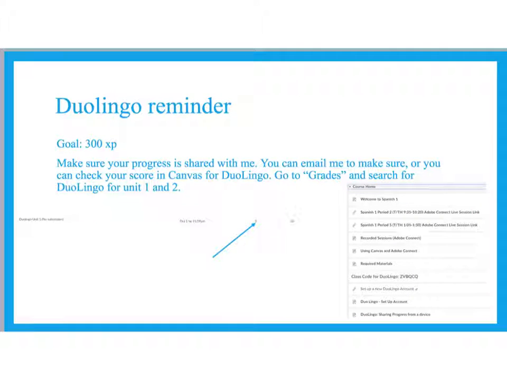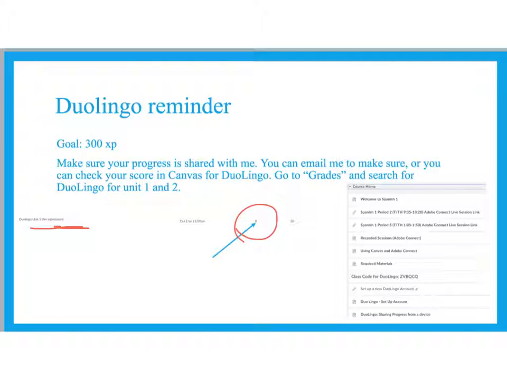Quick reminder, Duolingo, make sure you get your 300 XP. Make sure your progress is shared with me. You can email me to make sure, or you can check your score in Canvas to Duolingo. Go to grades in Canvas and you can search for Duolingo Unit 1, for example, right here. Duolingo Unit 1, and this student does not have a grade in there, which means that the student did not share the progress with me or didn't get started.